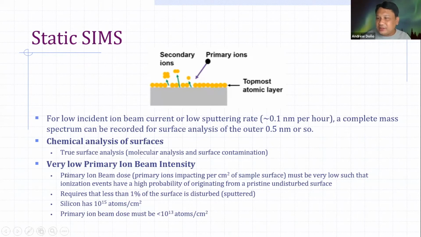In the static SIMS, it has a very low primary ion beam intensity. The primary ions impacting per square centimeter of sample surface must be very low such that ionization events have a higher probability of originating from a pristine, undisturbed surface. It requires that less than 1% of the surface is disturbed or sputtered. For example, your silicon has 10 to the 15 atoms per square centimeter, so the primary ion beam must be less than 10 to the 13 atoms per square centimeter.